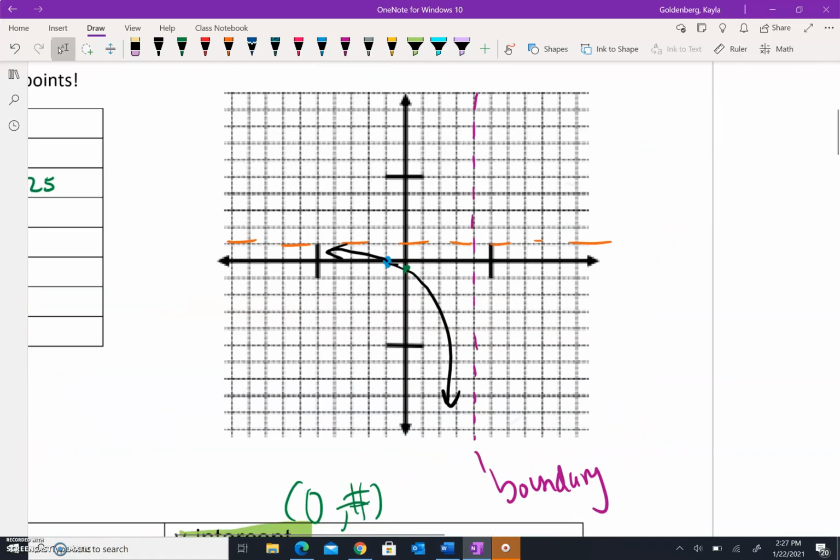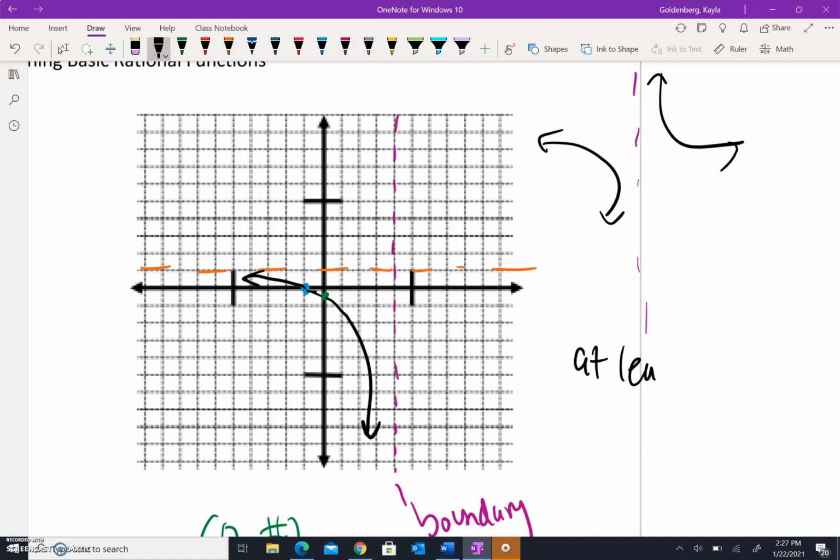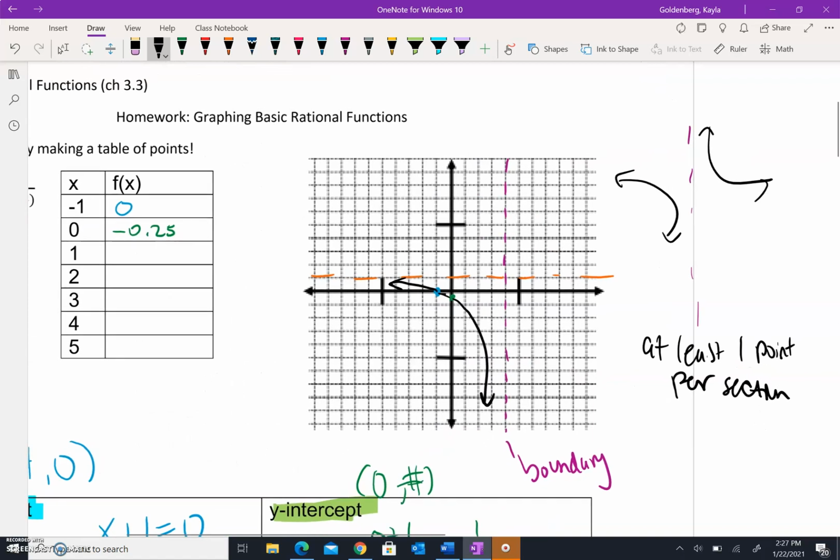My general rule of thumb is if you think about this graph, right, it's going to have the 2 sections, the one section and the other section. And the 2 sections are separated by that purple line, right? My general rule of thumb is you need to have at least 1 point per section, because generally we'll have just a little curve and you can kind of approximate it curving along the asymptotes.